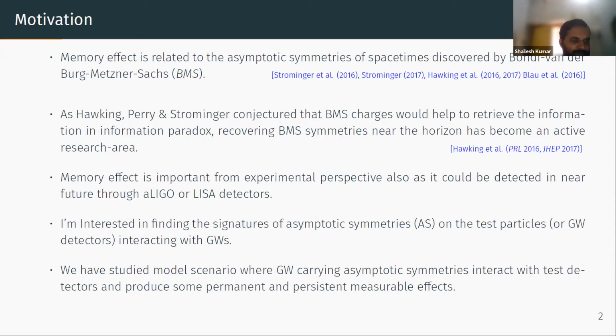From the experimental point of view, as I mentioned, people are expecting to detect the memory part in the coming decade using LIGO and LISA, which can find many intriguing properties of the near horizon structure of black holes. All in all, I'm interested in finding the signatures of asymptotic symmetries on test particles which interact with gravitational waves. For this particular talk, I will be presenting a model scenario where gravitational waves carrying asymptotic symmetries interact with test detectors and produce permanent and persistent measurable effects.